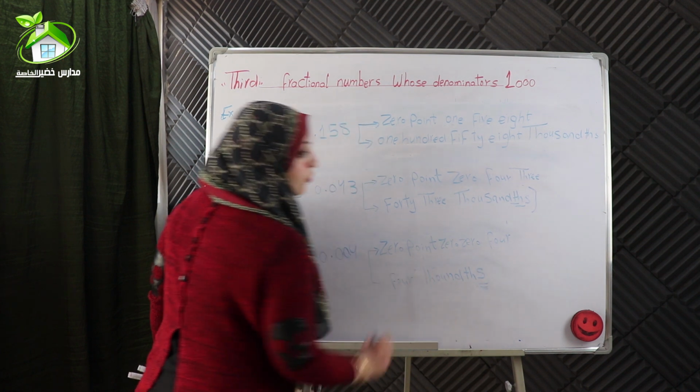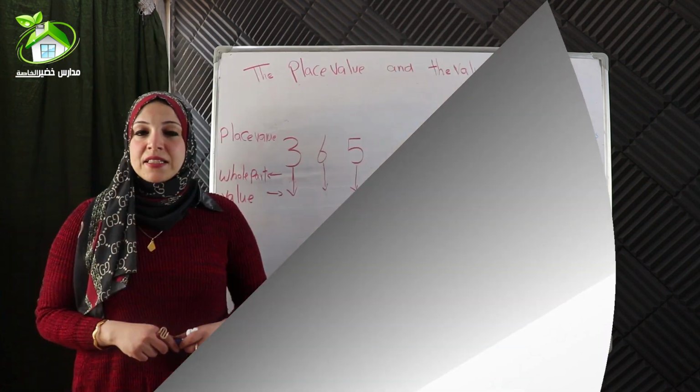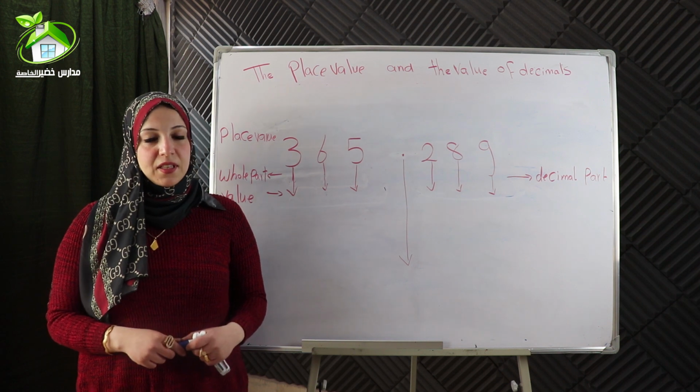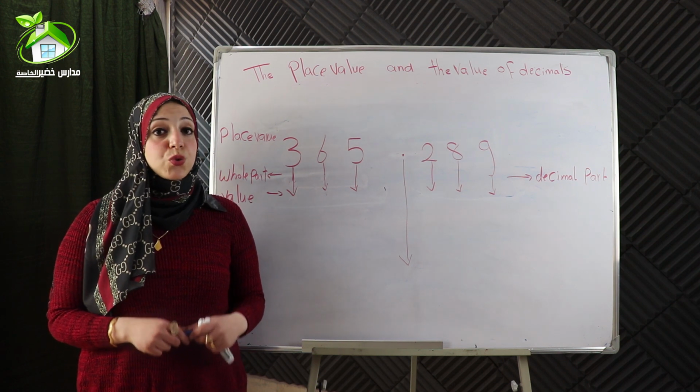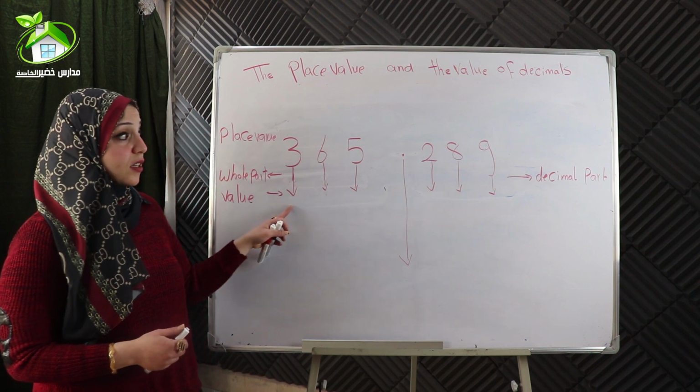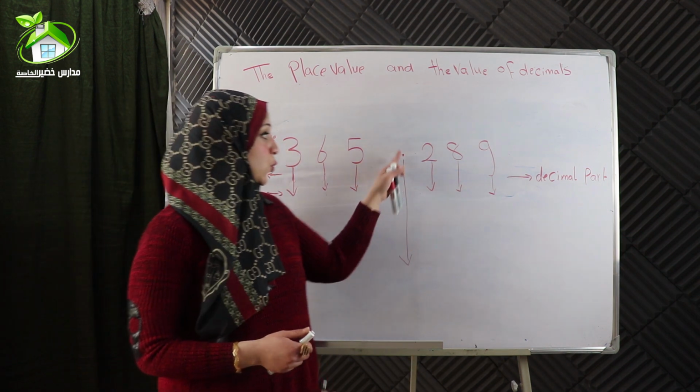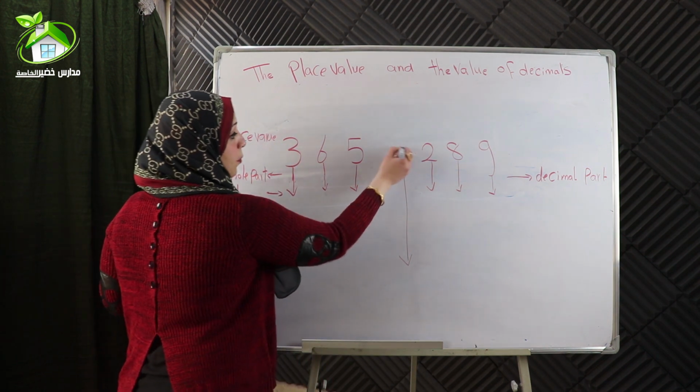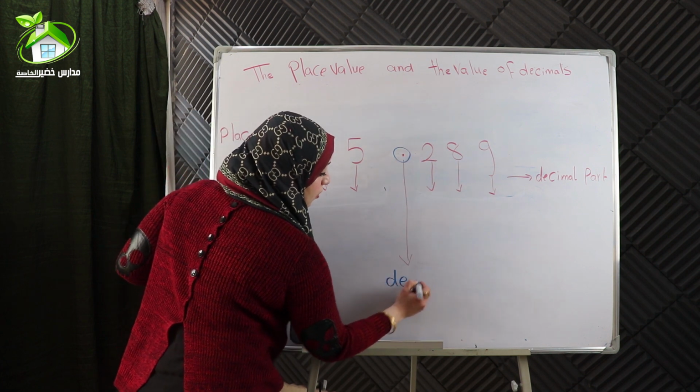Don't forget th. The place value and the value of decimals. Any number, I can divide it into 2 parts: the whole part and the decimal part. Between them, the decimal point.